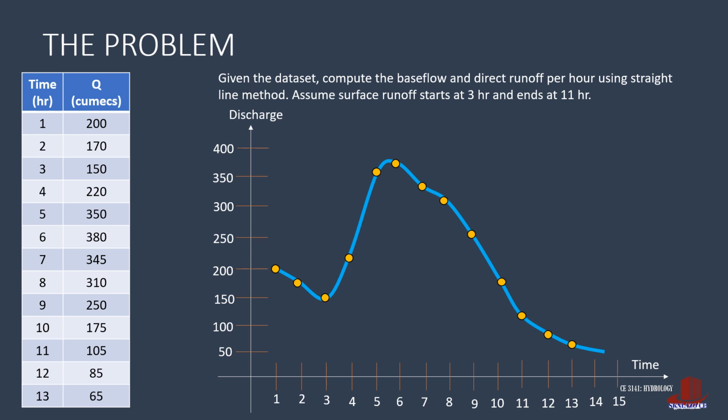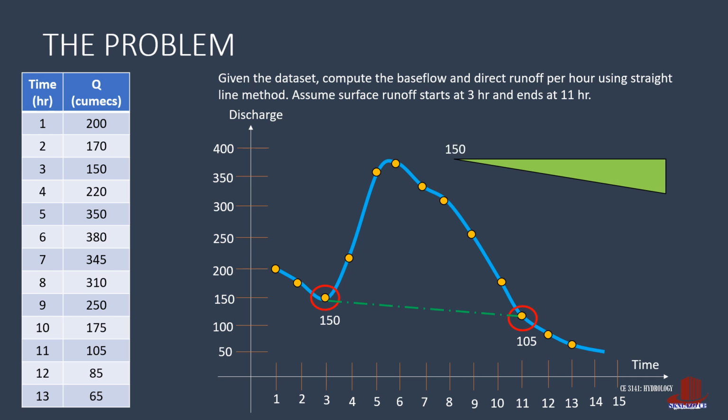The premise already identified the start of runoff being the 3rd hour, and the end of runoff is at the 11th hour. So these 2 points are connected by a straight line. We then create a triangle with a separator. So let's zoom this in.